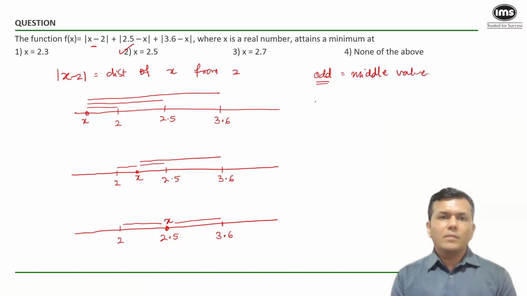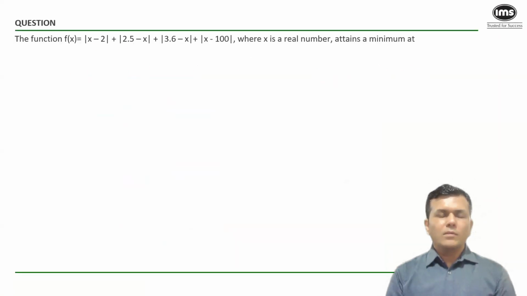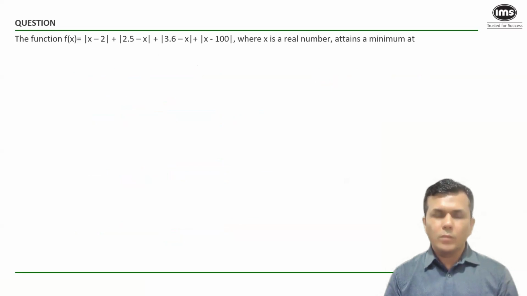If let's say I'm having an even number of modulus, in that case, x will take a range of 2 middle values, including both the middle values. So let's have a look at this question where we have a total of 4 modulus, that is, an even number of modulus: |x - 2|, |2.5 - x|, |3.6 - x|, and |x - 100|, and we want to find out the minimum value of their summation.